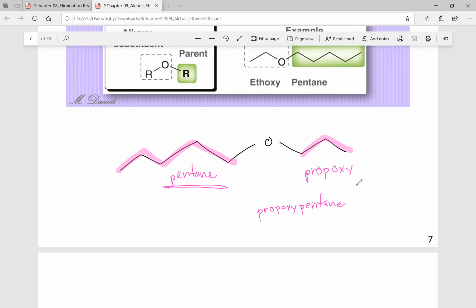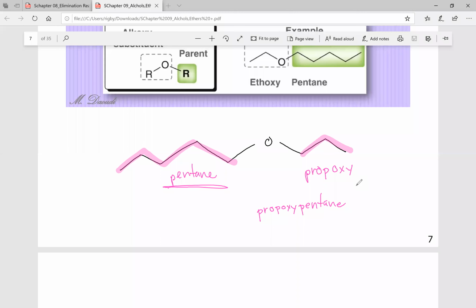Okay? The other way you can name these is you name either side of the chain here. So like in this example, this one right here, it would be pentyl ethyl ether. Like we see here, ethyl methyl ether, and so on.